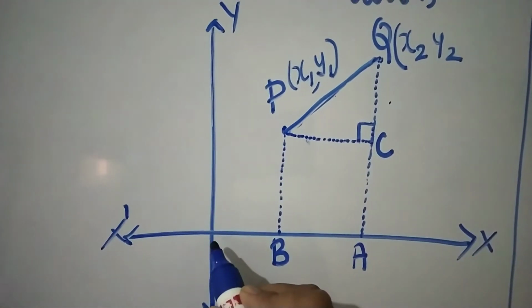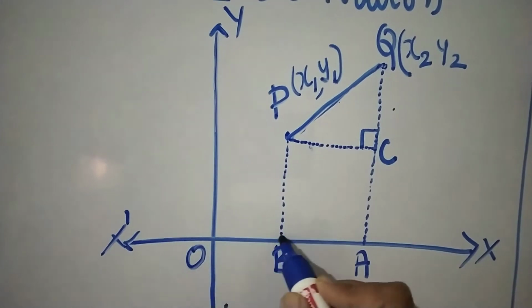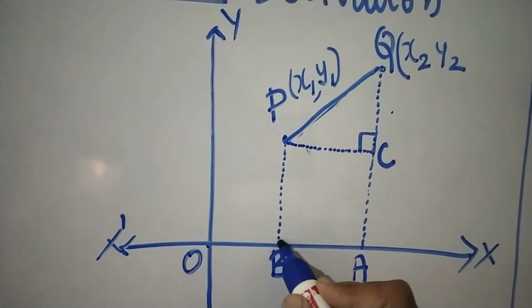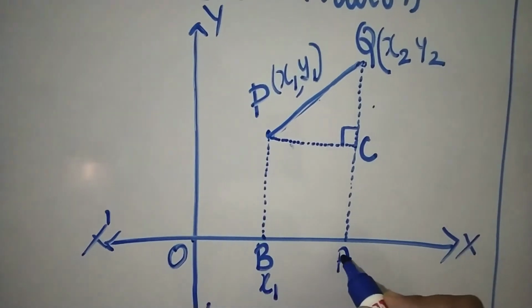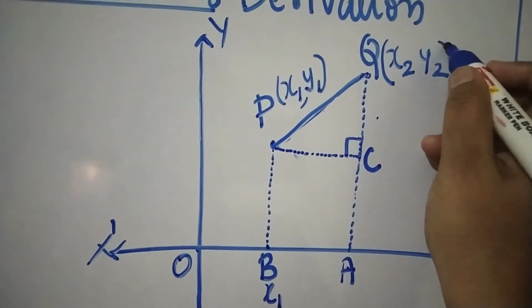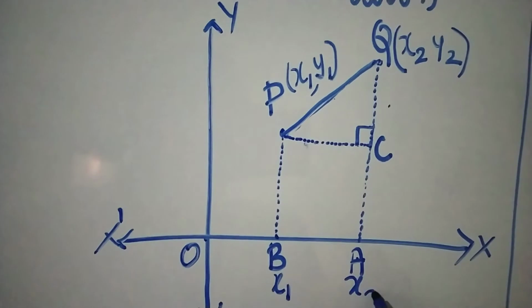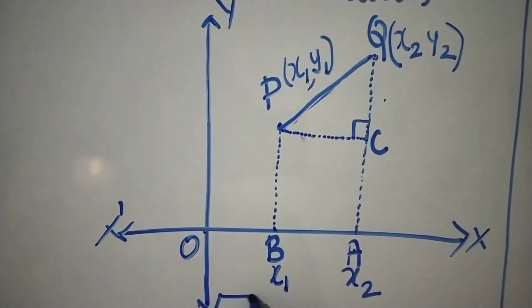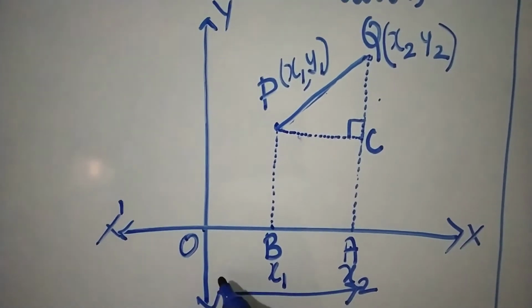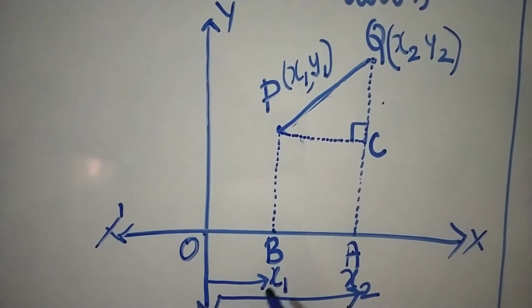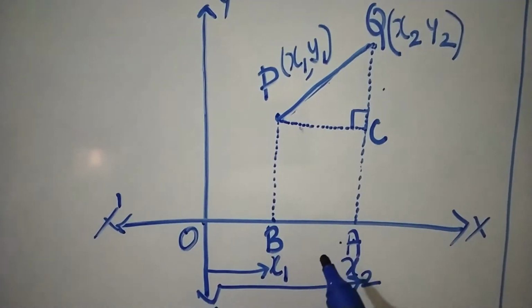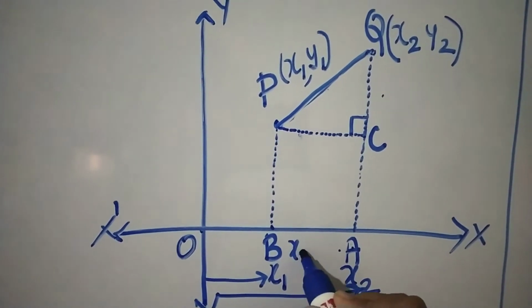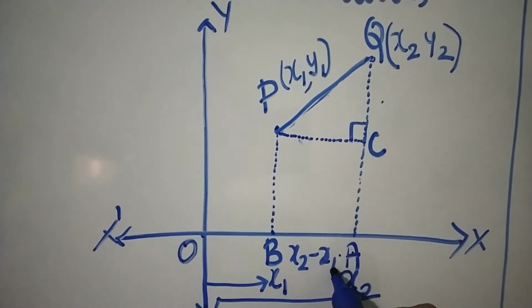Here we know on the x-axis the distance O to B is x1 and the distance O to A is x2. So this total distance is x2 and this distance is x1. So what will be the distance BA? Yes, this will be x2 minus x1.